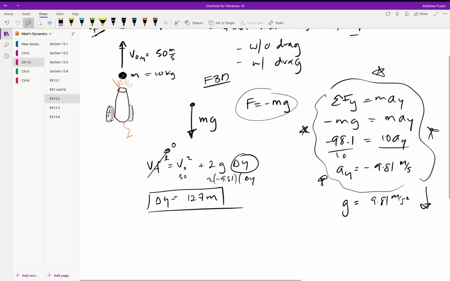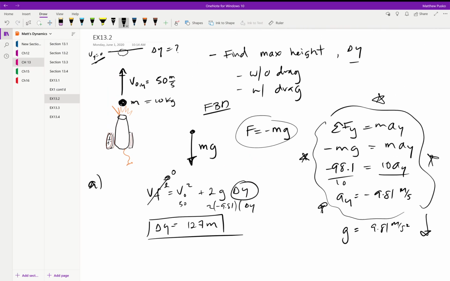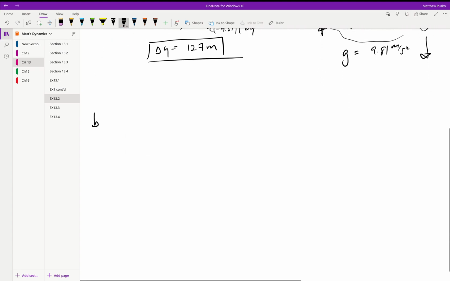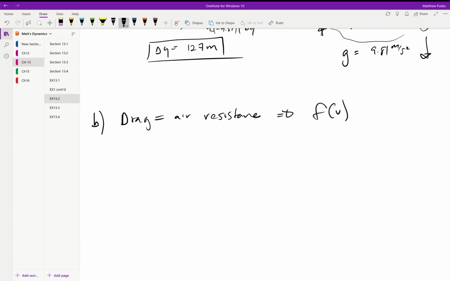Alright, now let's look at this as case A, where we had no drag. Let's look at a case where we have drag. Now drag is air resistance, and it is a function of velocity typically. So they give us the force of drag is equal to 0.01 v squared newtons, a function of velocity. Let's do a new free body diagram now because we just introduced a new force. Automatically mg pointed down.